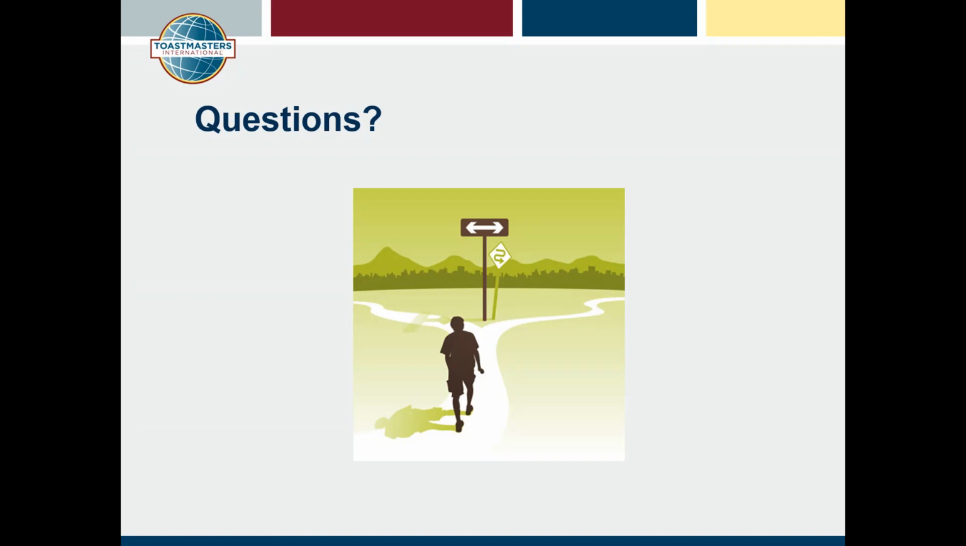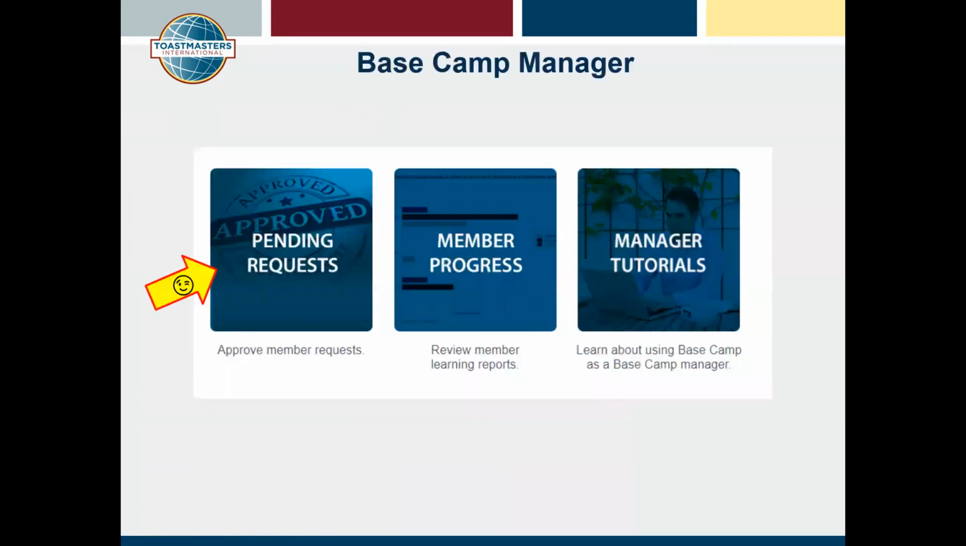We'll continue on then. Once we've learned through our tutorials how to be a Basecamp manager, as I had mentioned before, approving our requests, especially our level completion requests, is the number one action you're going to take as a Basecamp manager. And that is done by clicking that blue box saying pending requests.